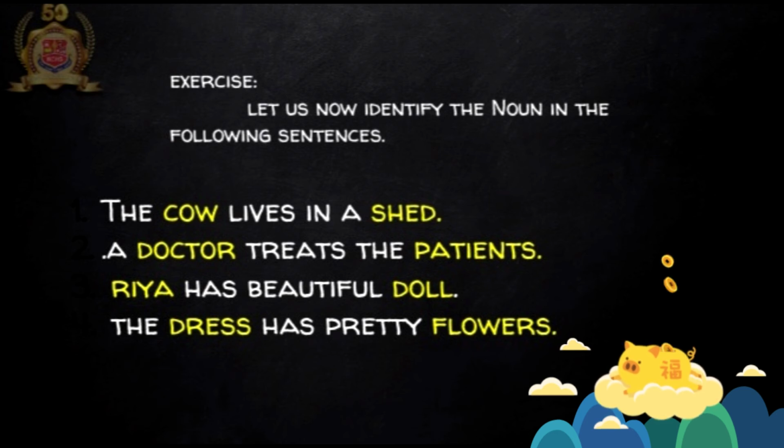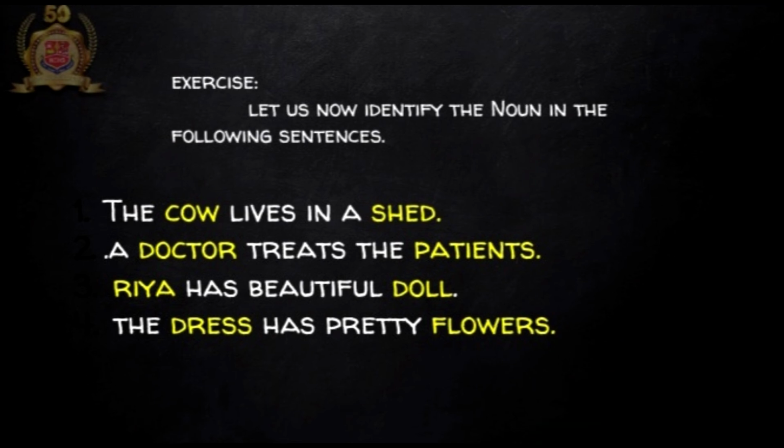Ria has beautiful doll. Here, Ria and doll are the naming words. The dress has pretty flowers. Dress and flowers are the naming words.